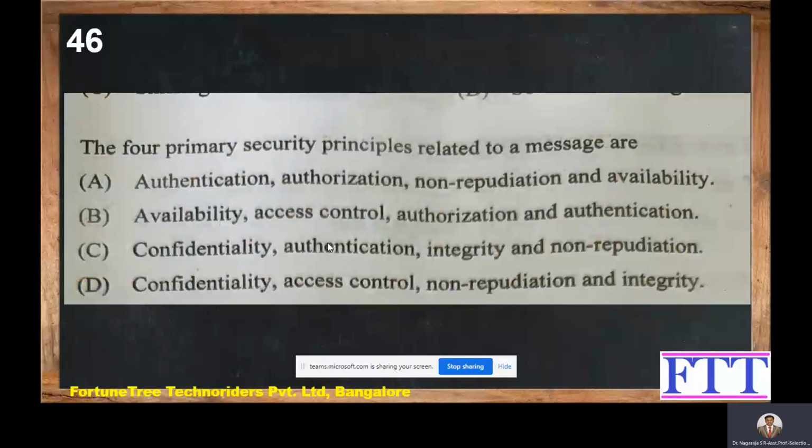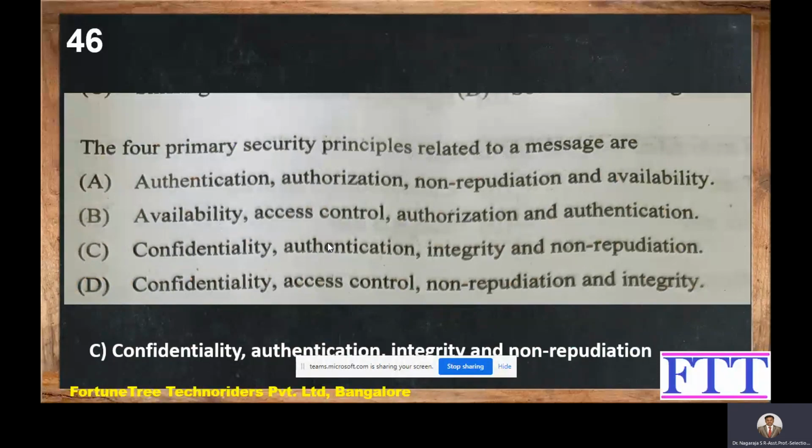46th question. The 4 primary security principles related to a message are option A, option B, option C, and option D. In the last video, nothing but the previous video, we selected option B, but it's not correct. So option C is the right answer for this question. Option C, confidentiality, authentication, integrity, and non-repudiation, are the 4 primary security principles related to a message. So that's why option C is the right answer.